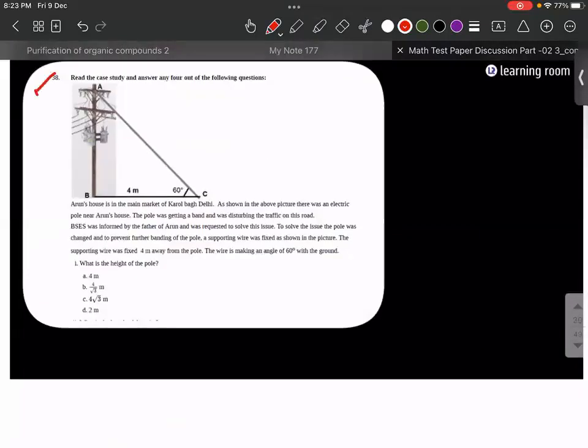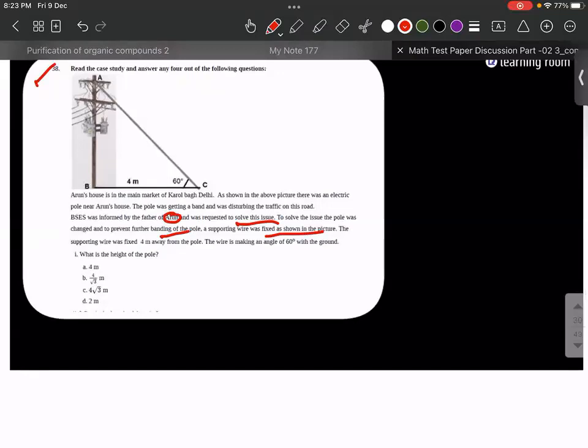The last problem, 38. Arun's house in the main market. The pole was getting a bend and was disturbing the traffic on the road. BSES was informed by the father of Arun and was requested to solve the issue. The pole was changed and to prevent further bending of the pole, a supporting wire was fixed 4 meters away from the pole. The wire is making an angle of 60 degrees with the ground. What is the height of the pole?